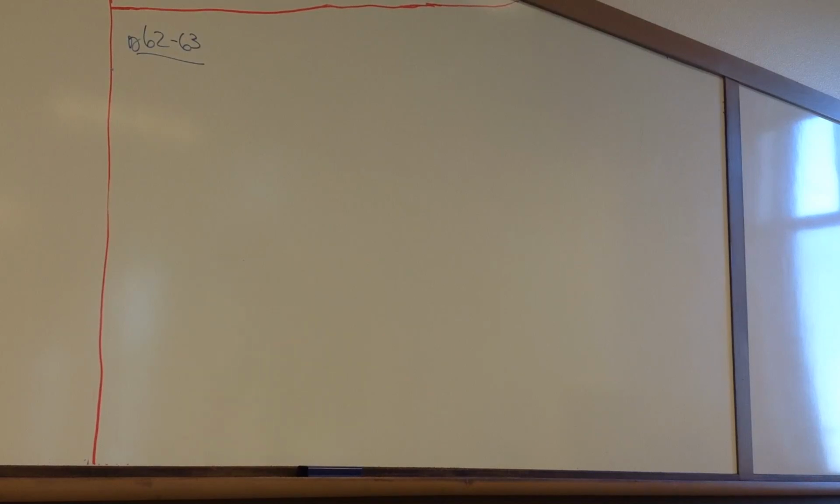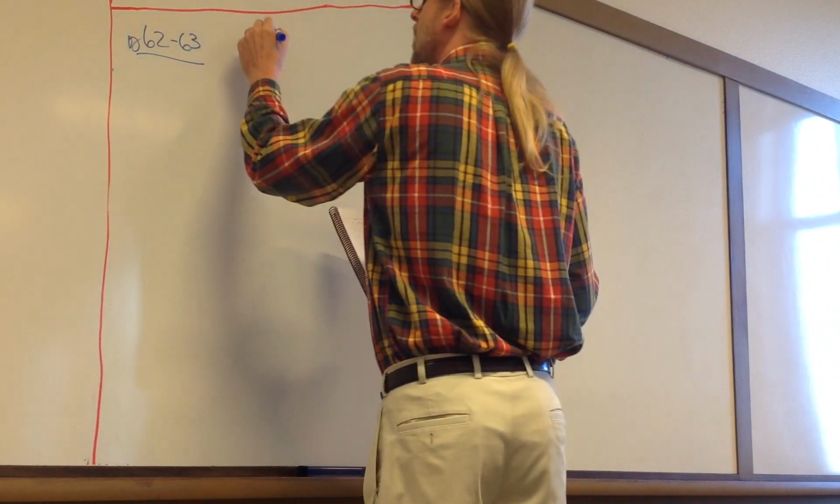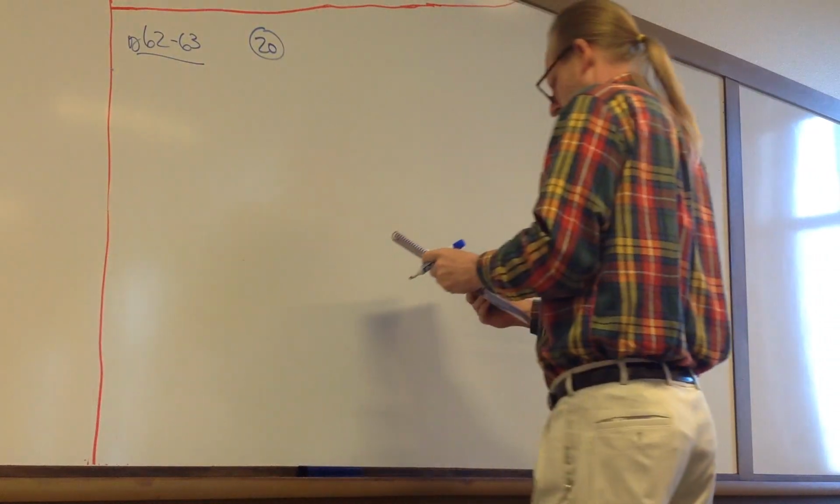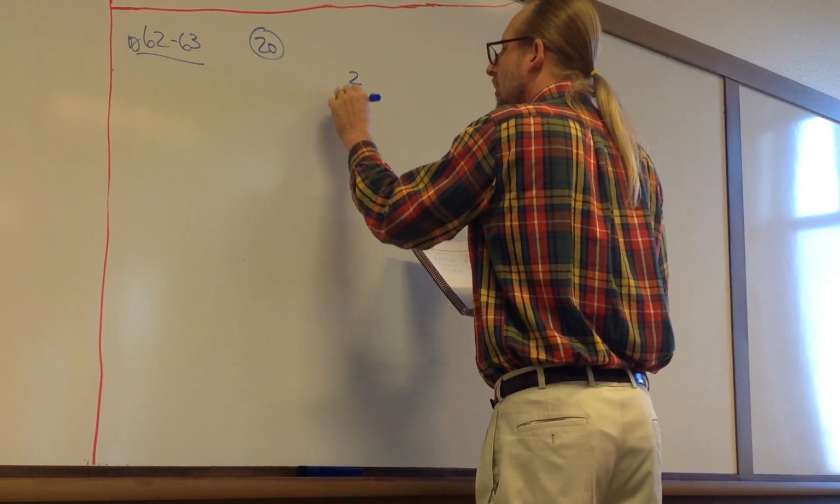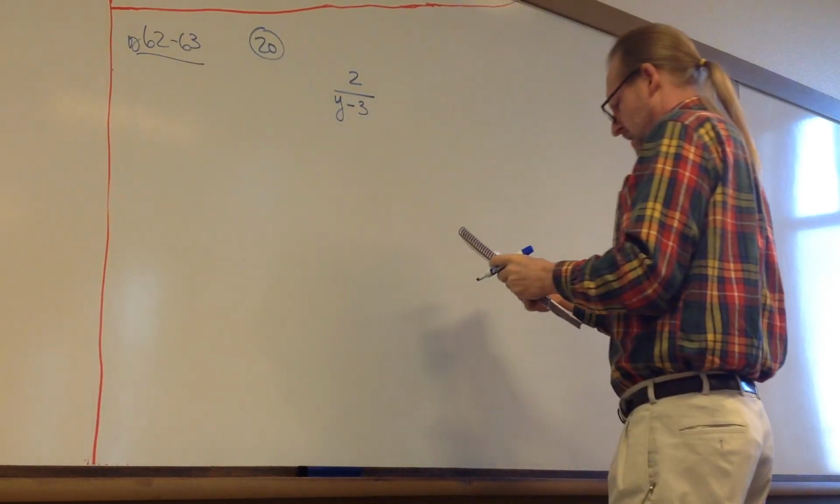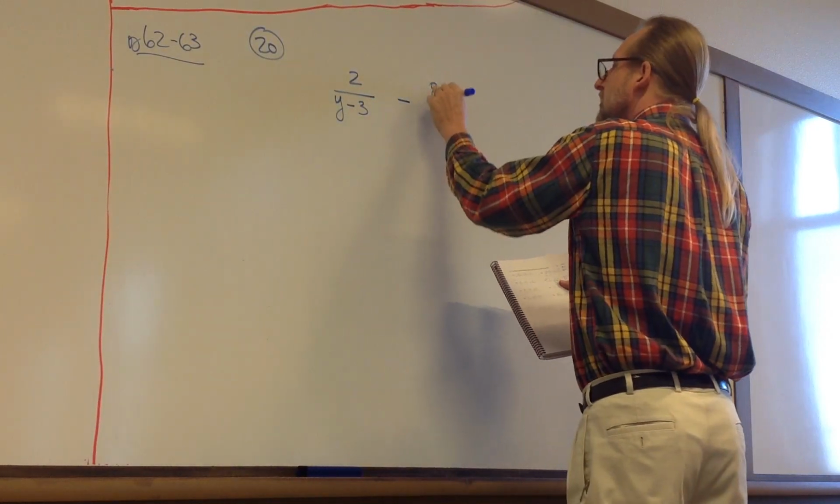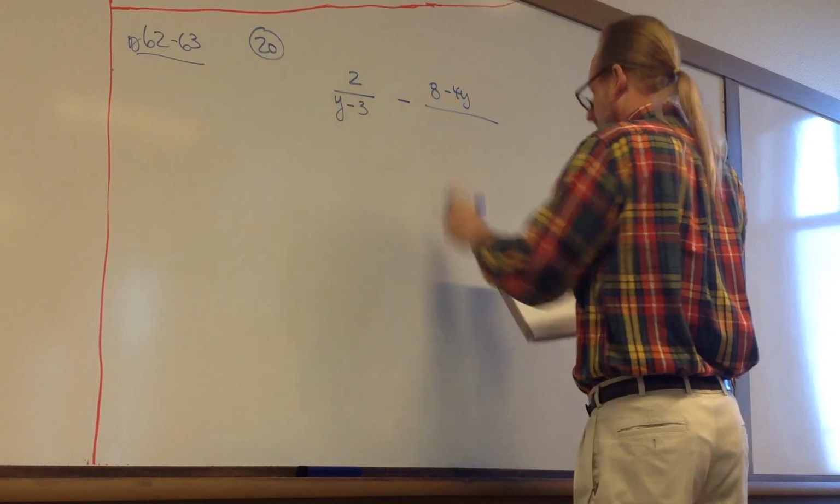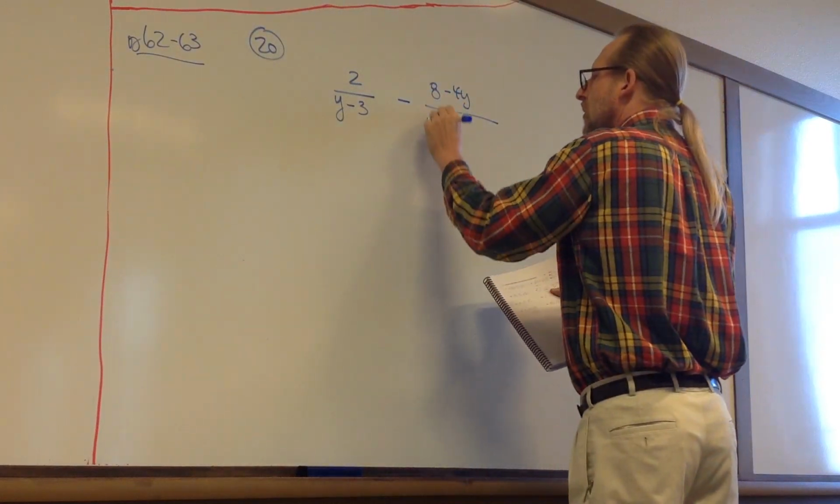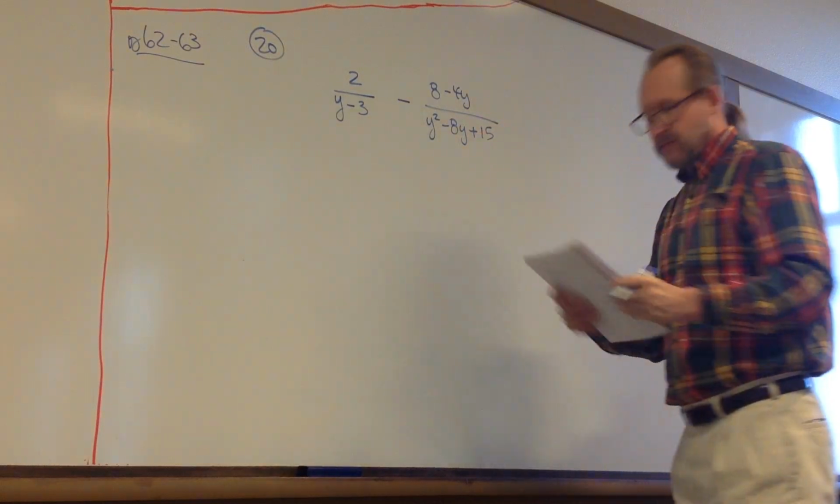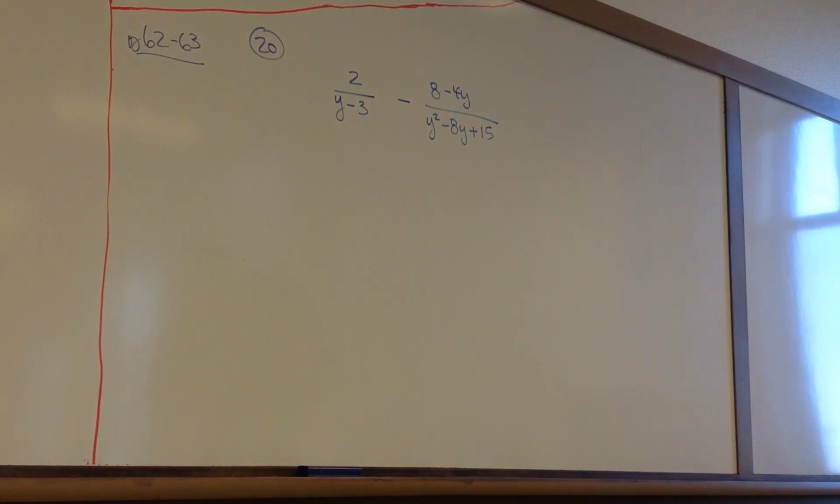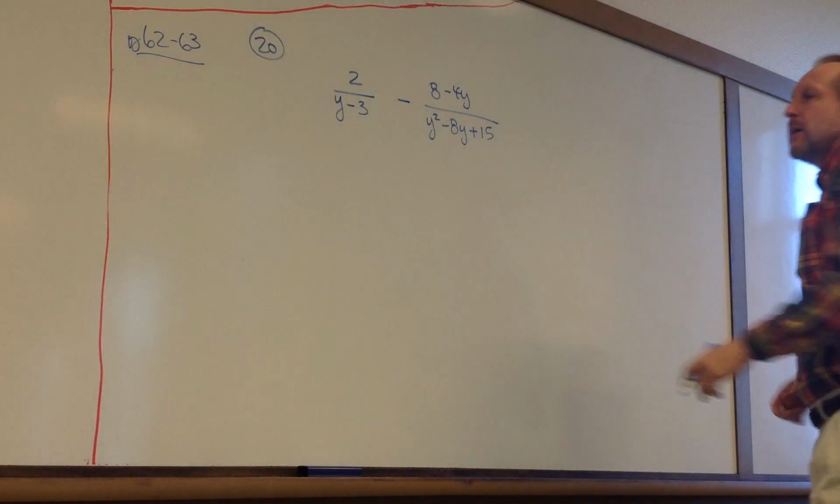Okay, let's see here. Problem 20. All right, problem 20, we start with 2 over y minus 3, subtract 8 minus 4y over y squared minus 8y plus 15. Okay, so similar scenario.